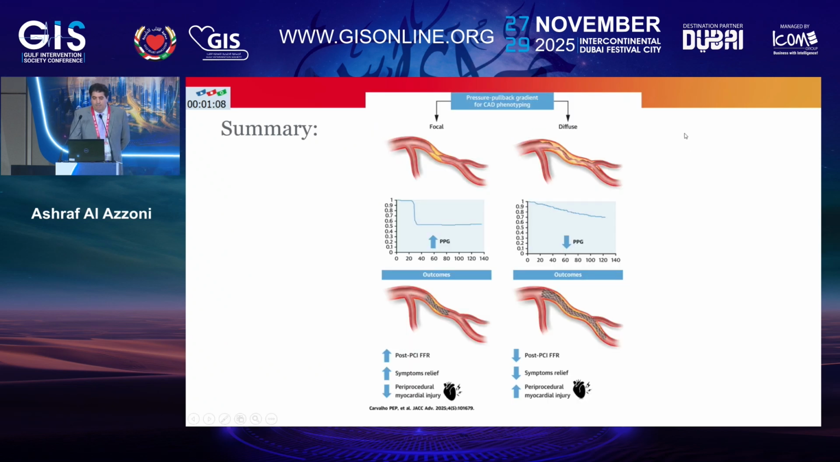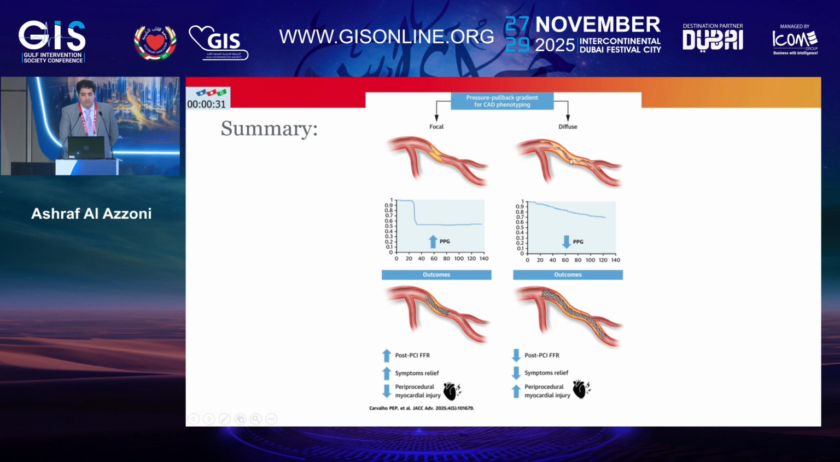So in summary, it is another newer physiological index that is available now for our use, in addition to all the other indices we use in our practice. It will help you predict which lesion will do better with PCI versus not doing PCI. The more focal the lesion is, the higher the PPG number will be, closer to 1, which will indicate a higher chance of post-PCI FFR being higher, and symptoms relief at 1 year, 2 years down the road, and lower chance of peri-procedural myocardial injury.